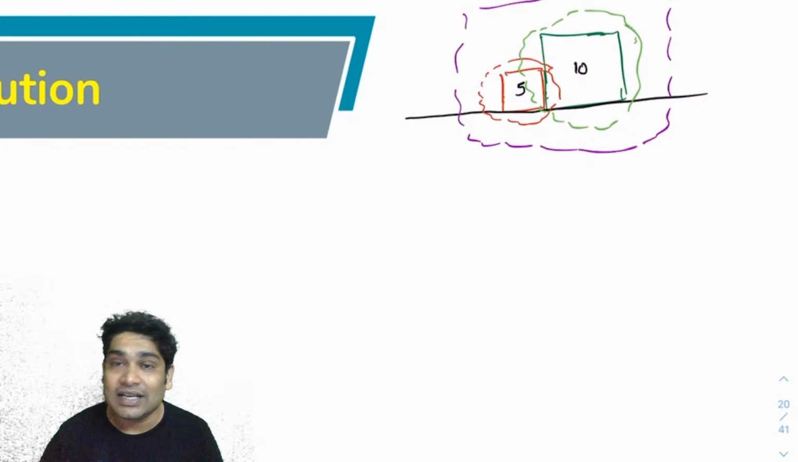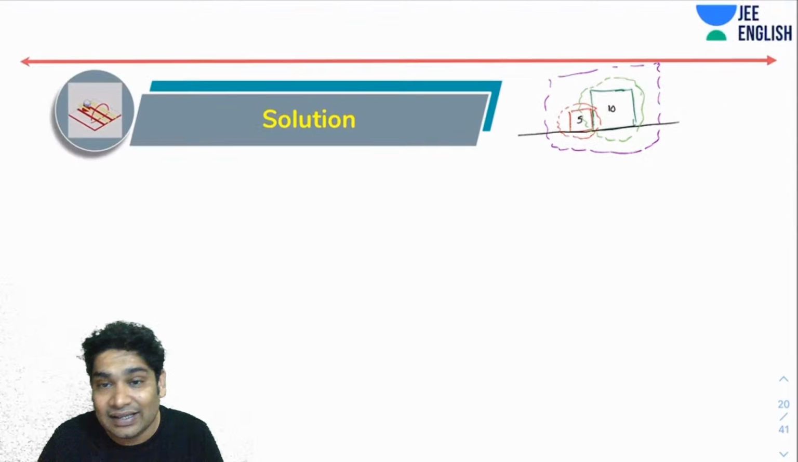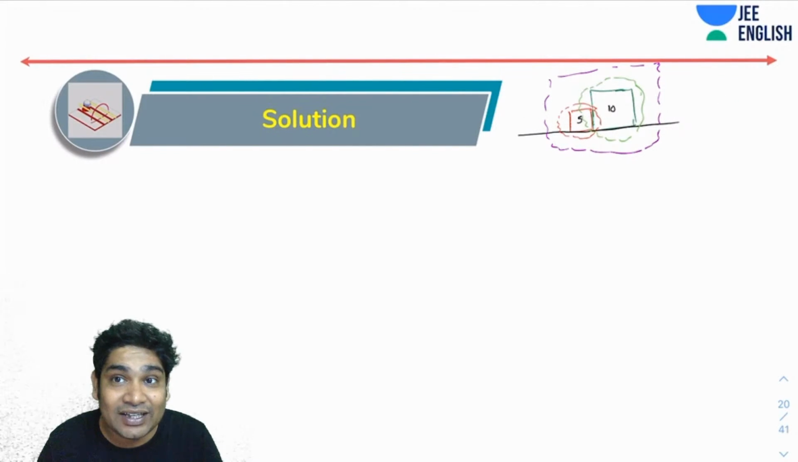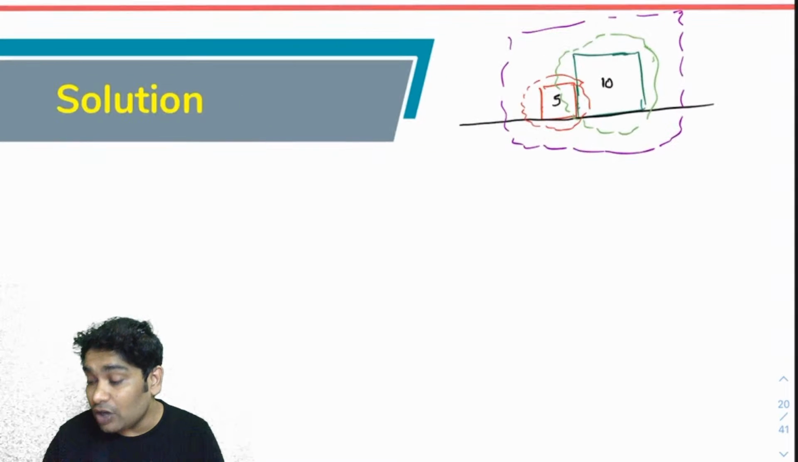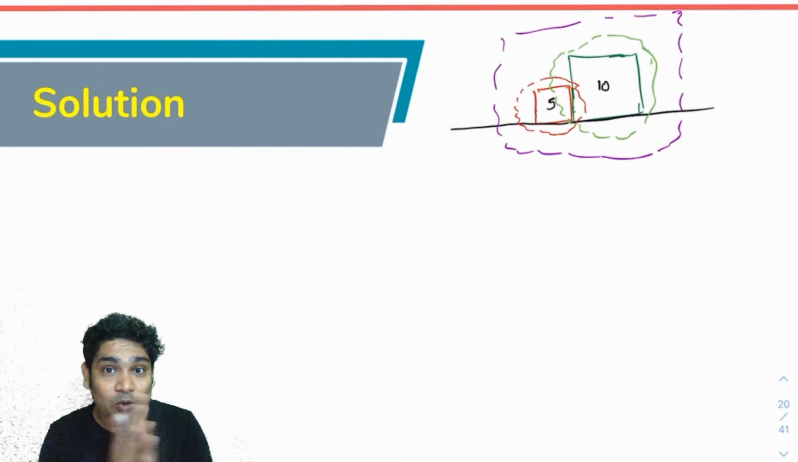So first I need to decide what kind of system I want to choose. Whether I want to take the 5 kg into my system, the 10 kg, or both. Now remember, because they are touching each other, the constraint in their motion would be that they both would be moving with the same acceleration.